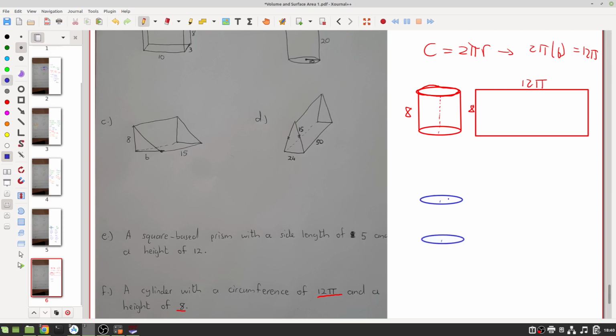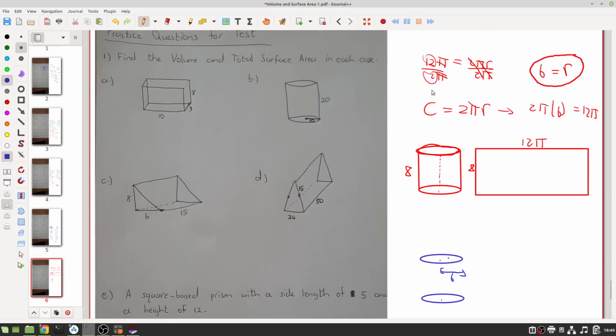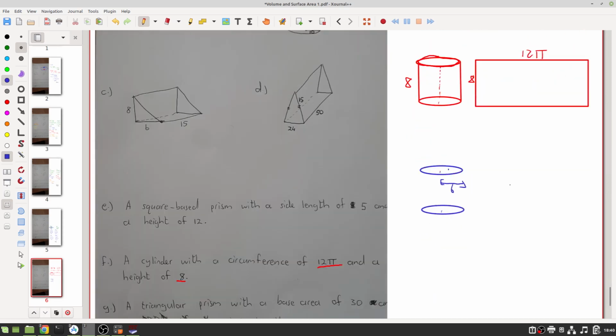For the top and the bottom circle, we have our radius now. Our radius is 6, right? We found that by just using the circumference formula. So the area for this circle is pi times radius squared, and that gives us 36 pi. Same here. Radius of this bottom circle is also 6, so the area is pi times radius squared, which gives us 36 pi. And the area of the curved part here is 12 pi times 8, so that is 96 pi.